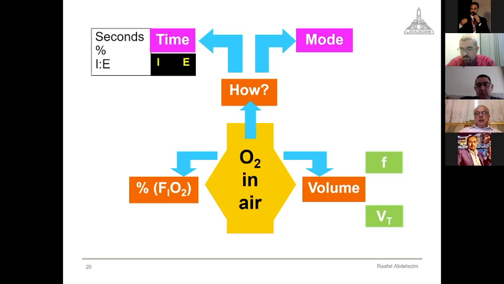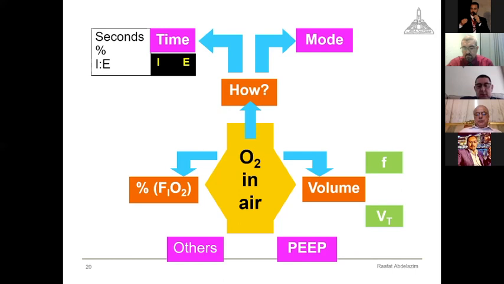Regarding mode of ventilation, don't take much time to think of the mode and the initial settings. Later on, we'll discuss what should be known about the modes. But the basics of mechanical ventilation are much, much more important than thinking about the modes.